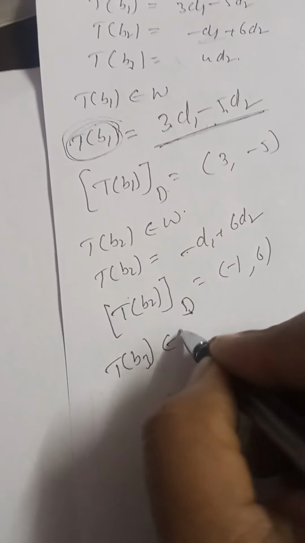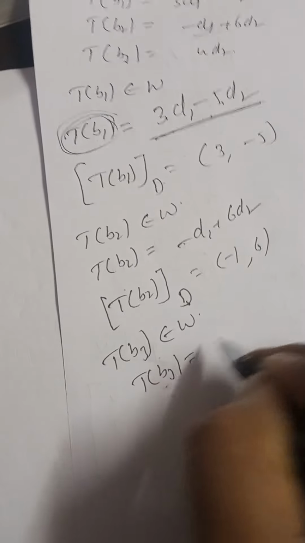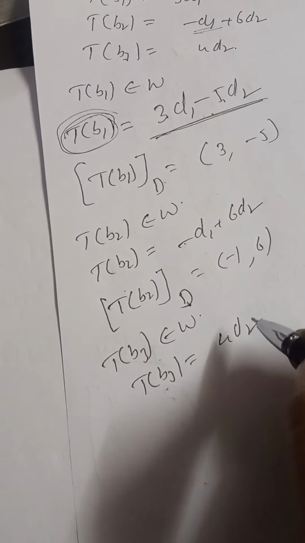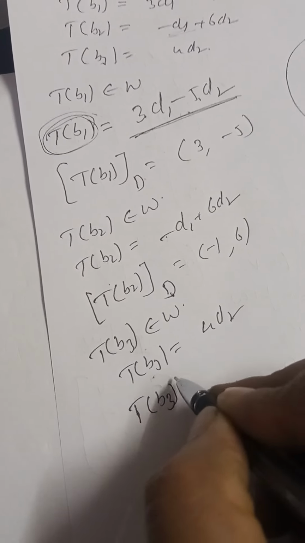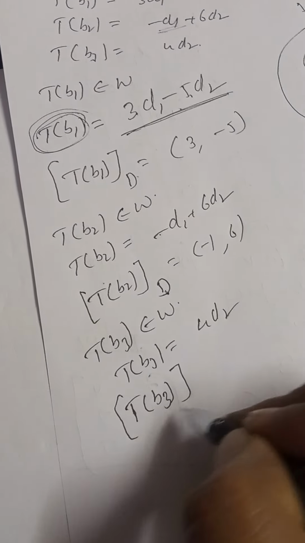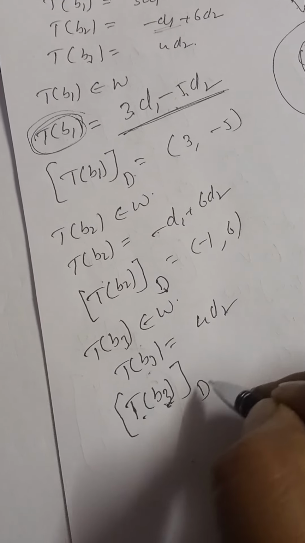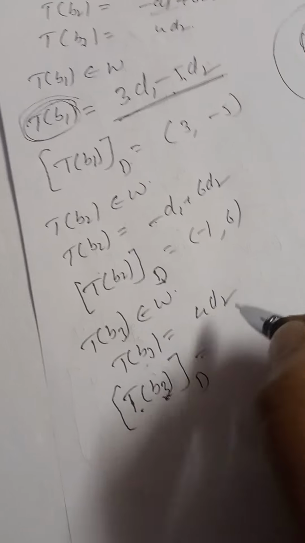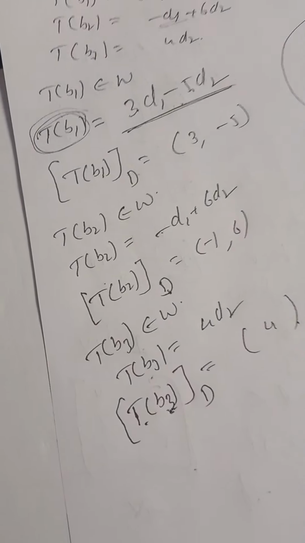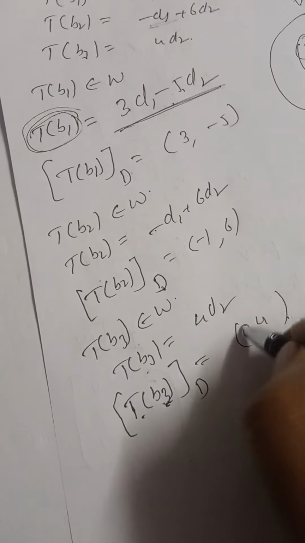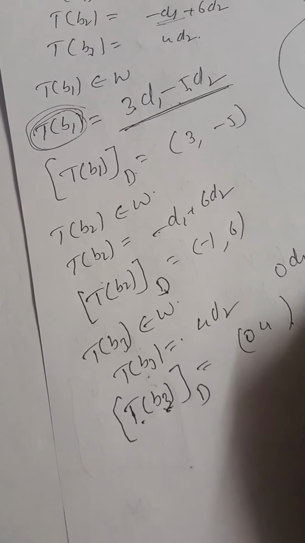Similarly, T of B3 is an element in W. Now, T of B3 is given as 4 D2, right? Therefore, the coordinates of T of B3, because it is a vector, with respect to the basis D, write down the coefficients. What is the coefficient here? 4. Only one, which means the first one is 0. 0 into D1 plus 4 into D2.